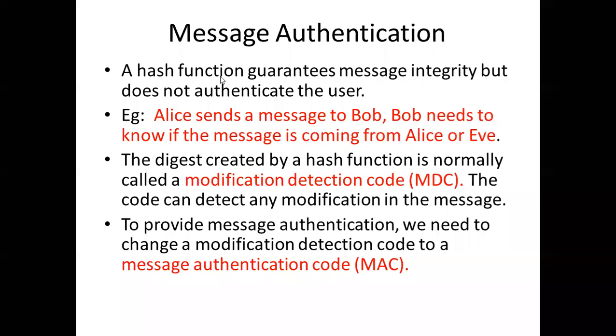Now, how does message authentication work? It is almost same as message integrity. Here also a digest is going to be created by using a hash function. Once that hash function is used, what generally gets created is a modification detection code, MDC. Now the code can detect if any modification has been done. To provide message authenticity, we need to change the modification code to authentication code. It means we need to not only be sure about the integrity of the message, but also be sure that the correct user has sent us the message.